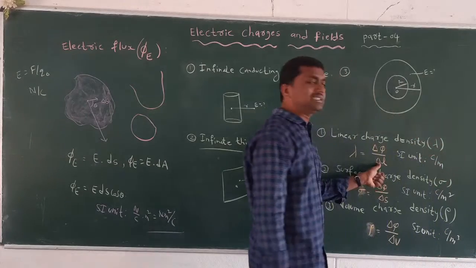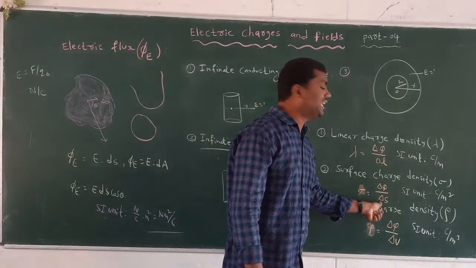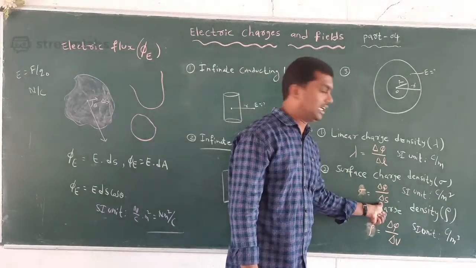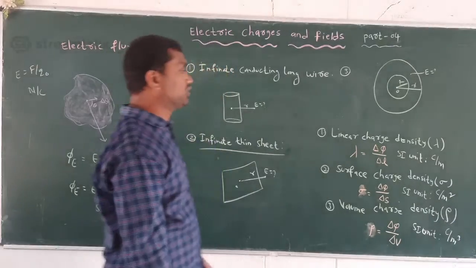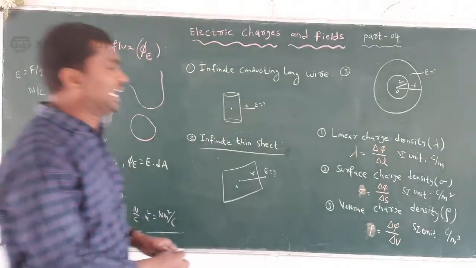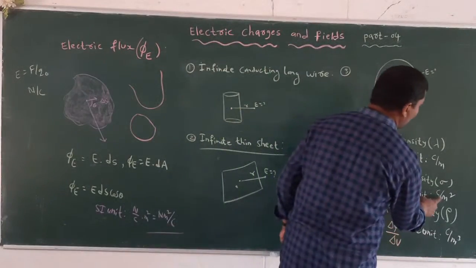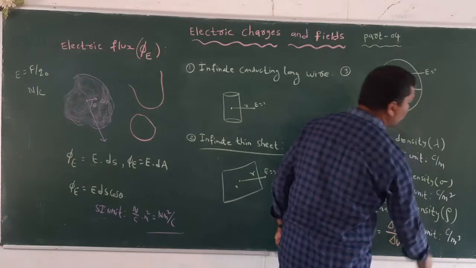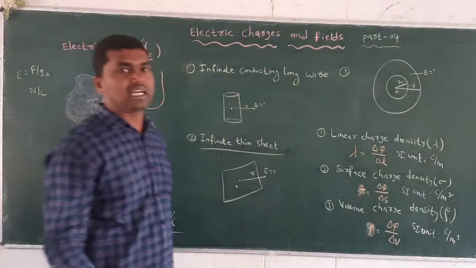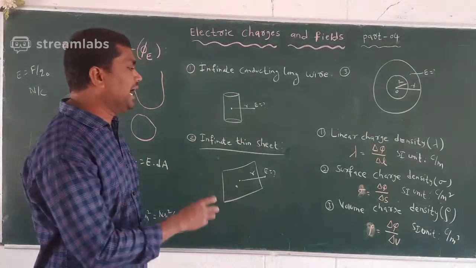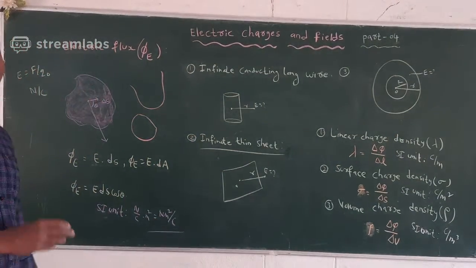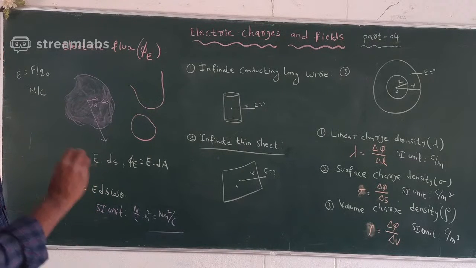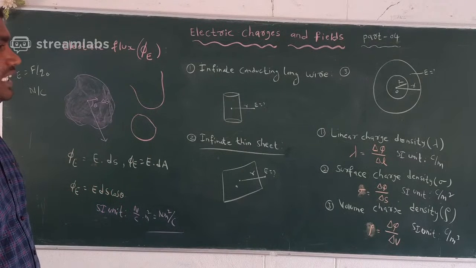So length is measured in meters, area in meter square, meter into meter, volume in meter cube, meter into meter into meter. So coulomb per meter, the second one coulomb per meter square, and the third one coulomb per meter cube. These are the SI units of lambda, sigma and rho. రేఖీయ ఆవేశ సాంద్రత, ఉపరితల ఆవేశ సాంద్రత, ఘన పరిమాణ ఆవేశ సాంద్రత.